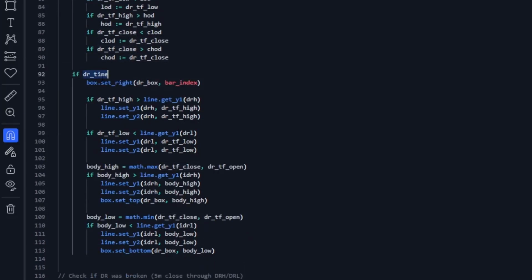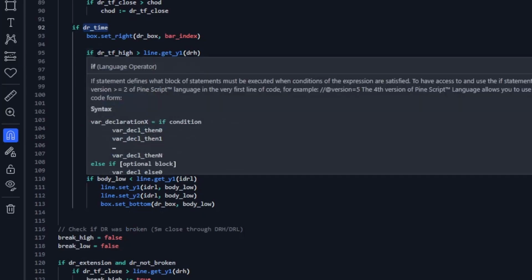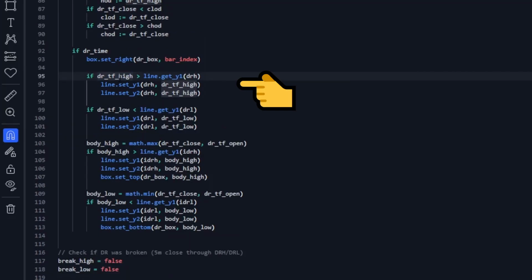But if we are in that 9:30 to 10:30 session, then I want to be checking if we made new highs and lows, in which case I would have to just move the DR lines. So if the high from our 5-minute time frame is greater than the current DR high line, I'm just going to reset our lines to be equal to that high. And same for every other line on that chart.